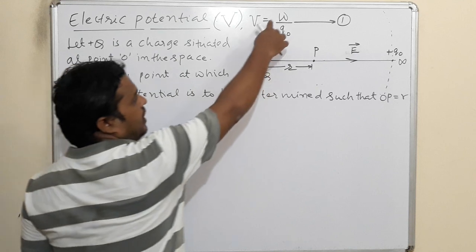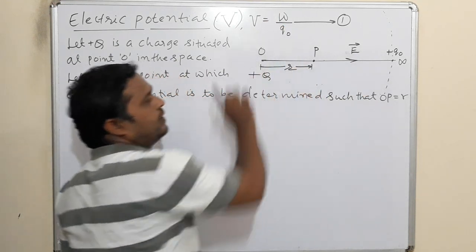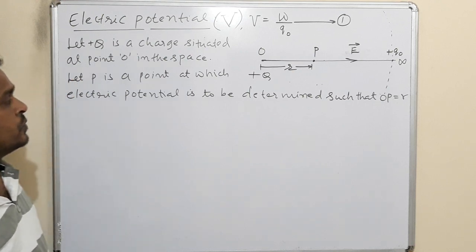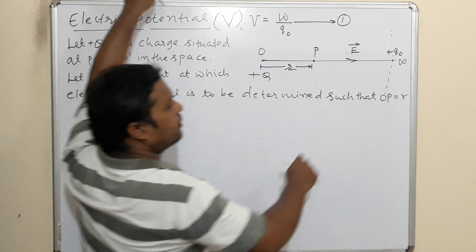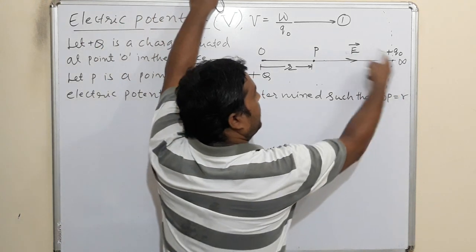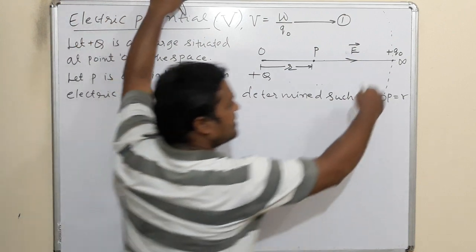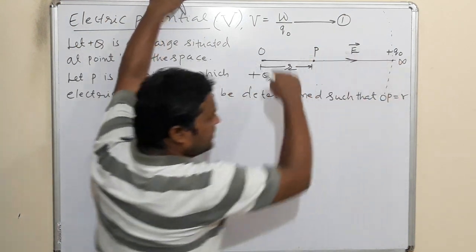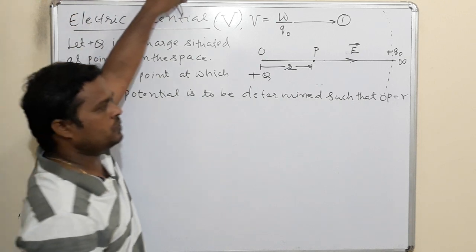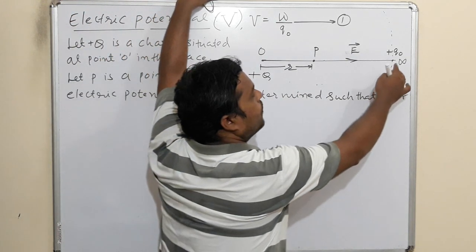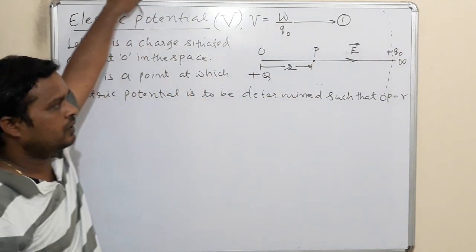First let me find the amount of work done, then we will divide it by q naught to get the potential. To find the work done in moving this charge from infinity to point P, if I consider theoretically, this is a very large distance. So I will not calculate the work done in bringing this charge directly from infinity to this point.